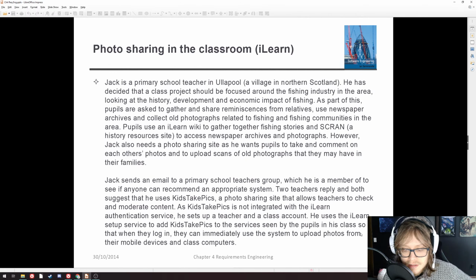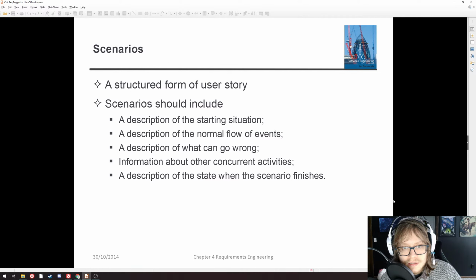Great, so now we have a general idea of how this software would work for a person in a real situation. So think about user stories as well when you are interviewing the people that you want to interview. And a scenario is basically the same thing, but with more structure.